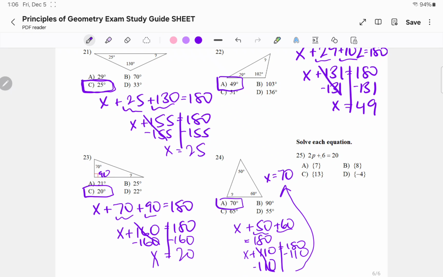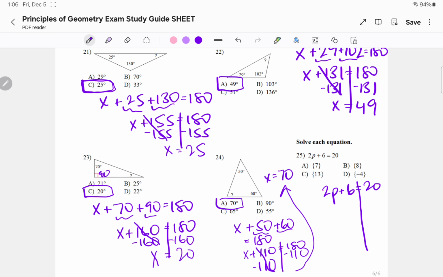Now our last question here is a two-step equation. So we have 2p plus 6 is equal to 20. We actually did this at the very beginning of the year. So I'll try to go through this one a little bit slower. So first thing I suggest is to write the question over again so you have a little bit more room to actually solve it. And then go ahead and draw your line down the equal sign.